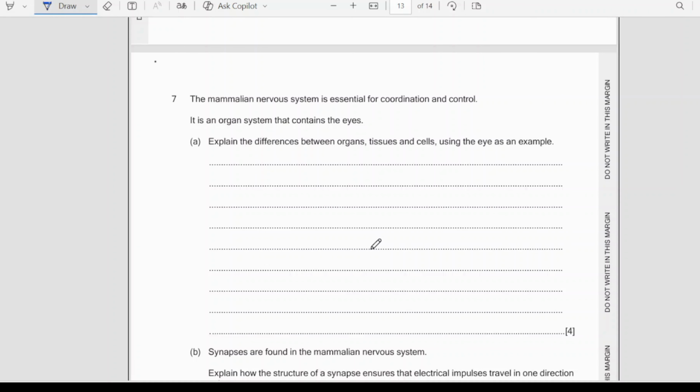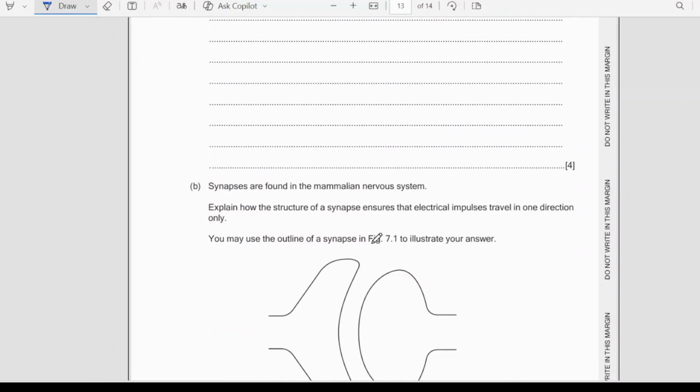Good. Suspensory ligaments. So the eye is an organ. Correct.